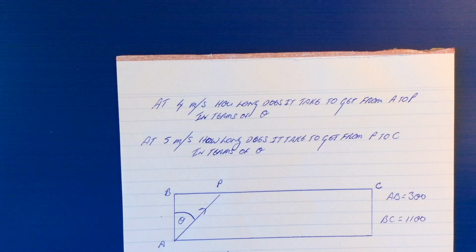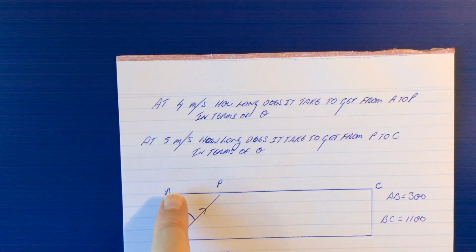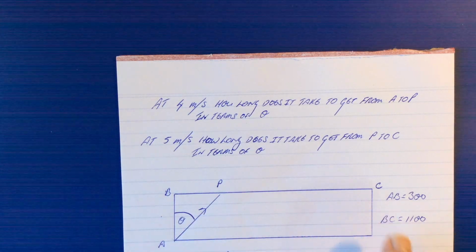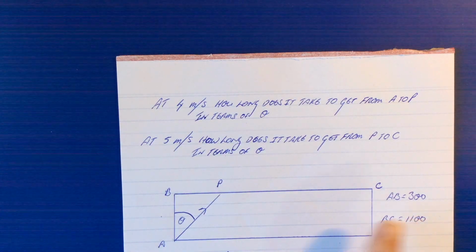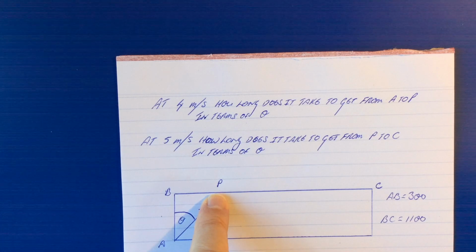Here we have a really interesting puzzle. This is a field. It is 300 meters from there to there and 1100 meters in length. At 4 meters a second, the question is how long does it take us to get from A to P? The second question is, at 5 meters a second, how long does it take us to get from P to C?